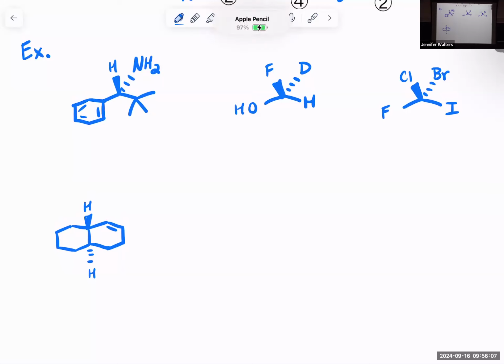All right. Assign R and S for every stereocenter in each of those molecules. Use whichever system gets you to the correct answer the fastest.